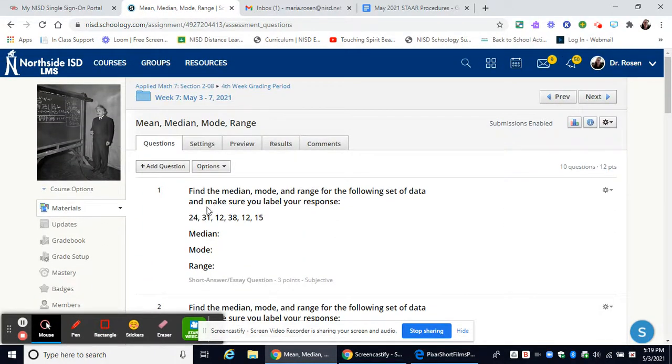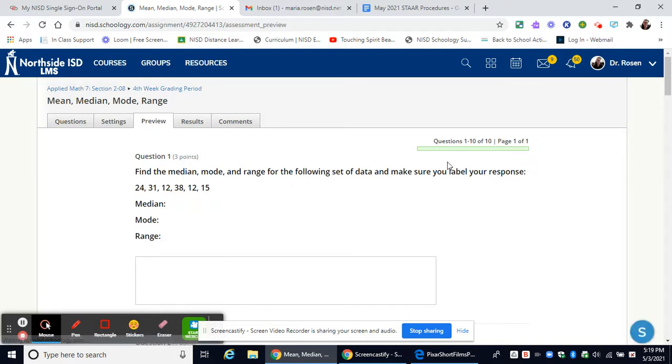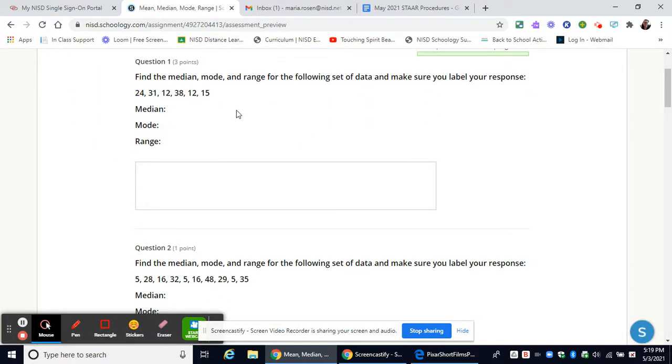You are going to go in here and I'm going to preview it as though I was a student. So it's going to ask you to start your new attempt. You can open that attempt. It says that every question will read the same way. Find the median, mode, and range for the following set of data and make sure you label your responses. Meaning that I don't want just answers. I want it to look just like this. So here's your set of data right here.